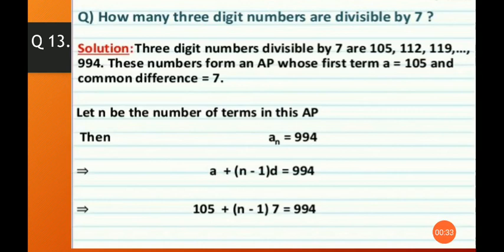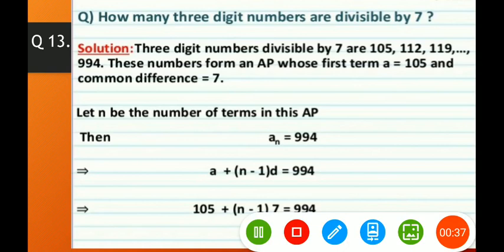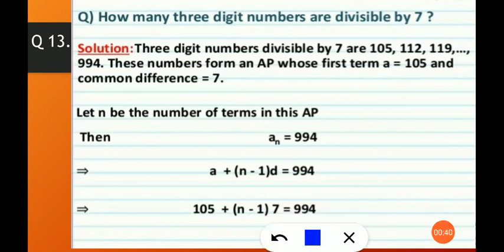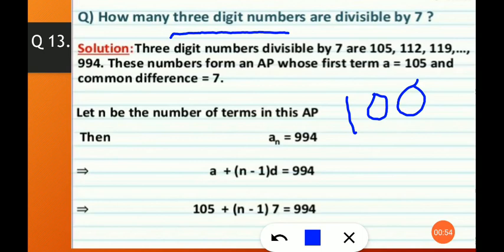It says, how many three digit numbers are divisible by 7? Remember students, it is asking about three digit numbers. So which is the smallest three digit number? Yes, the smallest three digit number is 100. But is it divisible by 7? No. The smallest three digit number which is divisible by 7 is 105.